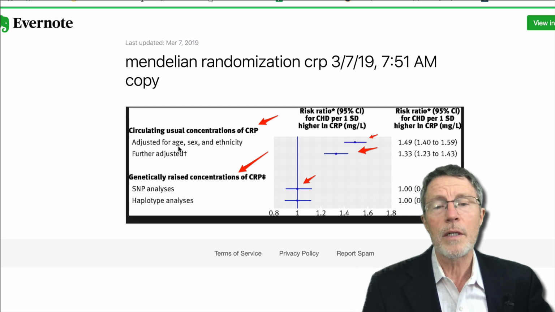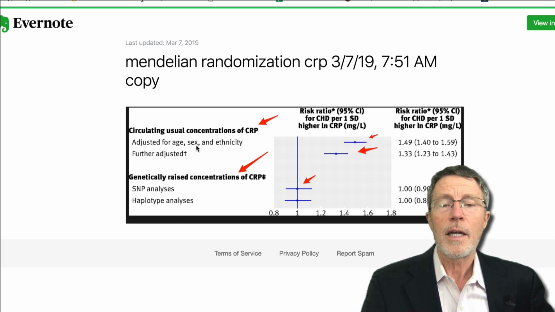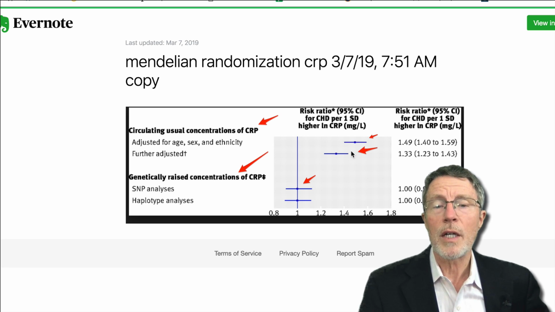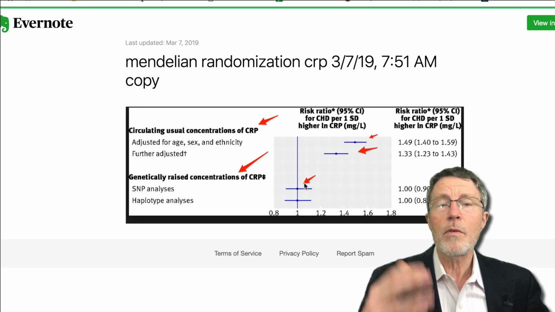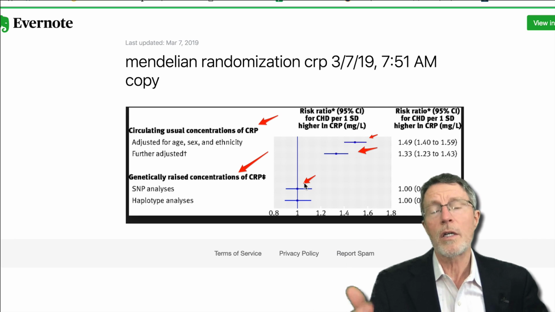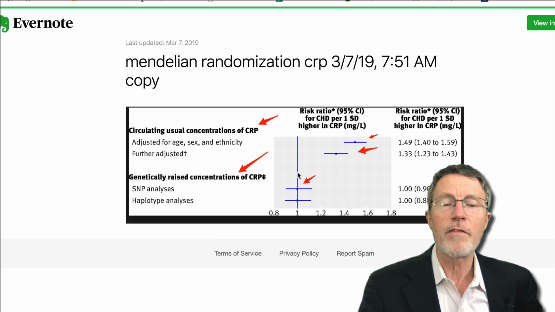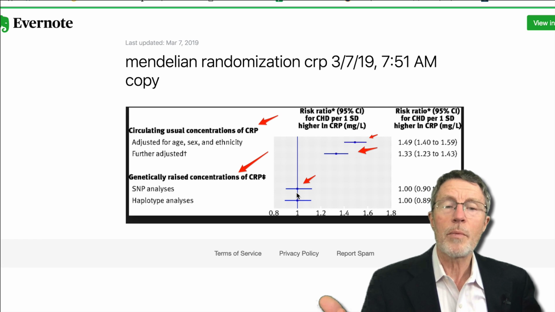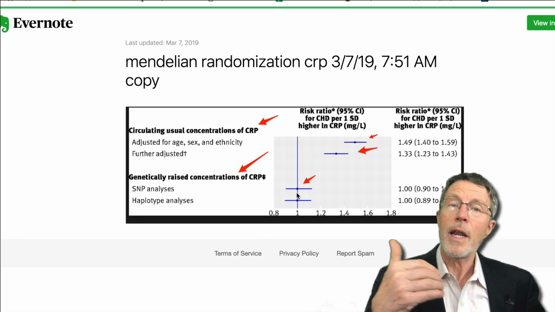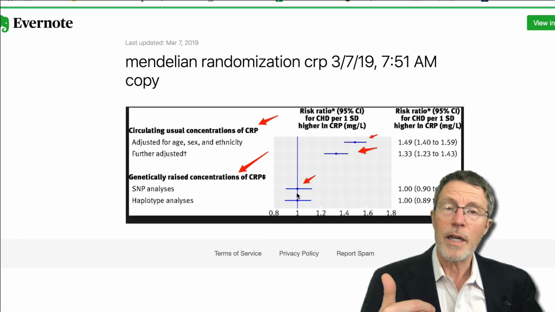When we do testing, if your CRP begins to elevate, yes, you are much more likely to have a heart attack or a stroke. However, if you do, again, a genome-wide GWAS, or if you just do a genetic study, you pull these groups and you look at them. The groups that have genetically elevated CRP do not have an increase in heart attack and stroke. Their relative risk is 1. So what we know is that elevated CRP is a marker, not a cause of heart attack and stroke.